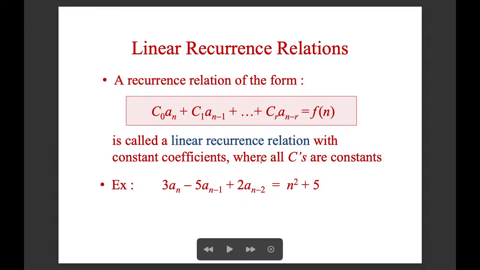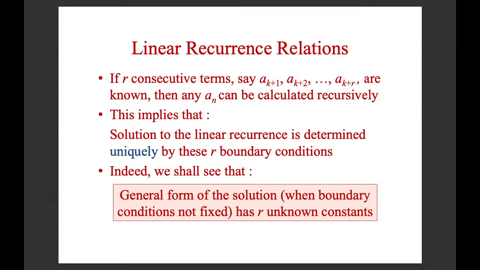So as an example, this one, 3 times an minus 5 times an minus 1 plus 2 times an minus 2 is equal to n squared plus 5. It is a linear recurrence with constant coefficient. So we are going to focus on this kind of recurrence relation and see how we can solve them by a mechanical method.